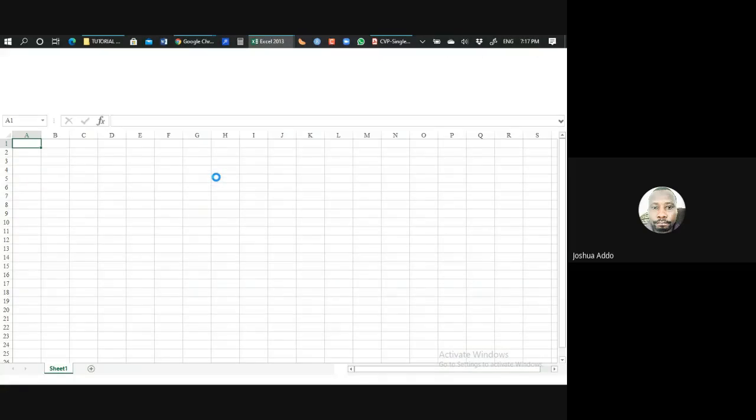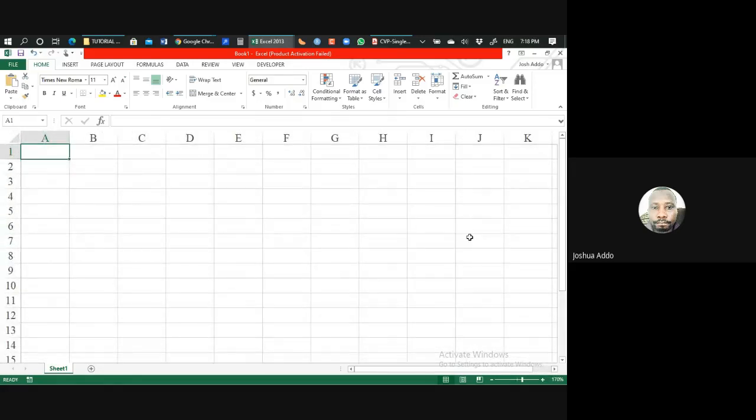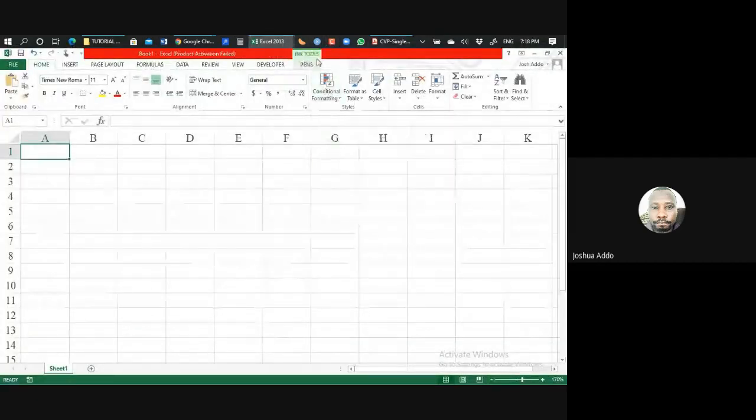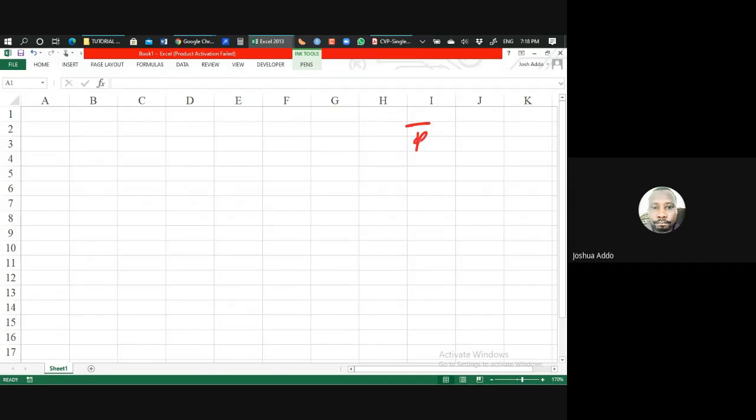Okay, so we now have our Excel open, so we can try to do something. If you look at our question, we understand that total revenue is equal to selling price per unit times quantity. Total cost is equal to total fixed cost plus variable cost per unit times quantity.